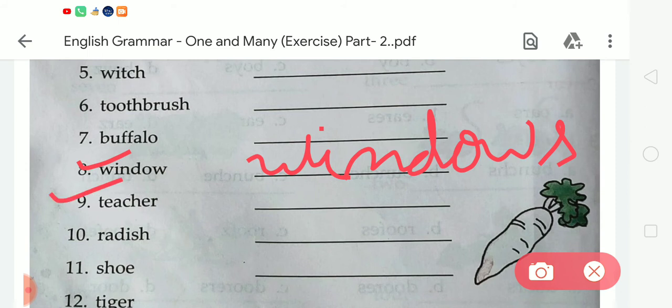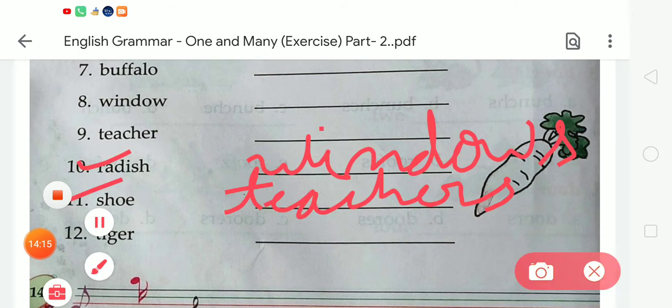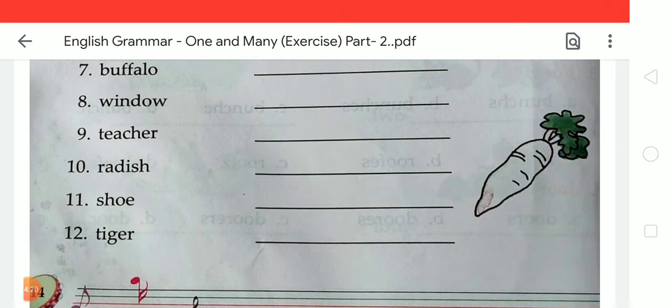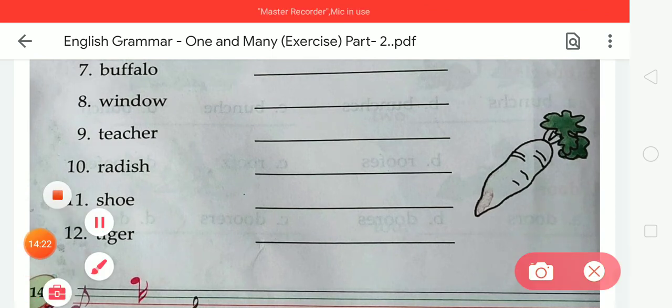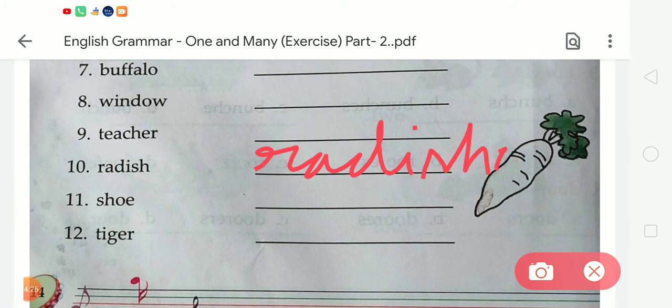Now the next, number 9, teacher. So we have to add S, T-E-A-C-H-E-R-S, teachers. So dear student, in number 10 we again add ES. Okay, the given word is radish. Okay, so we have to write here radishes.